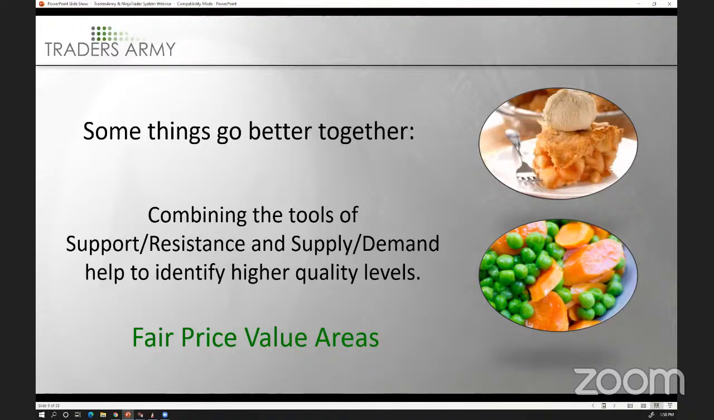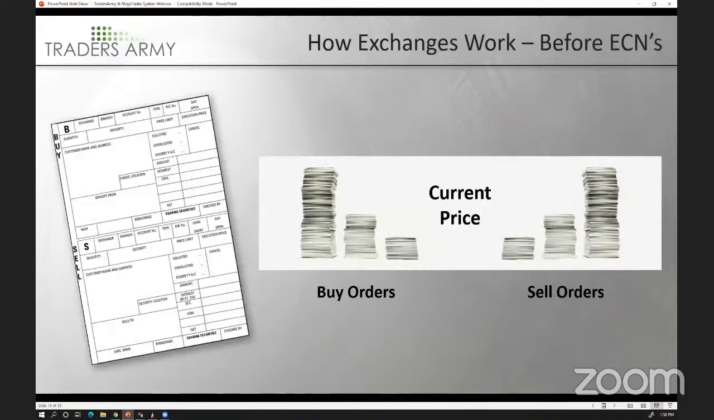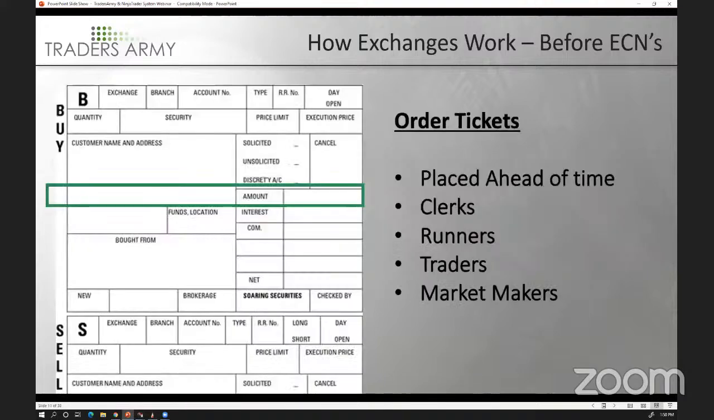And so when we start combining the tools of support and resistance and supply and demand to help identify higher quality levels using areas of fair value, understand that everything we do is built upon buy orders and sell orders. And specifically, it's the big institutional orders that are placed in the market because you and I don't have enough money in our accounts to create imbalances.